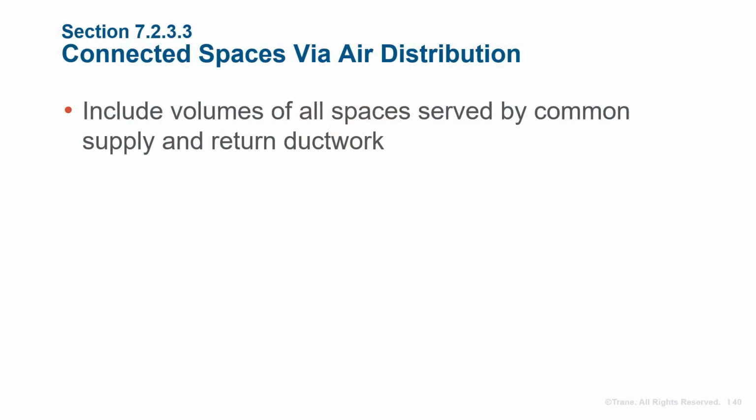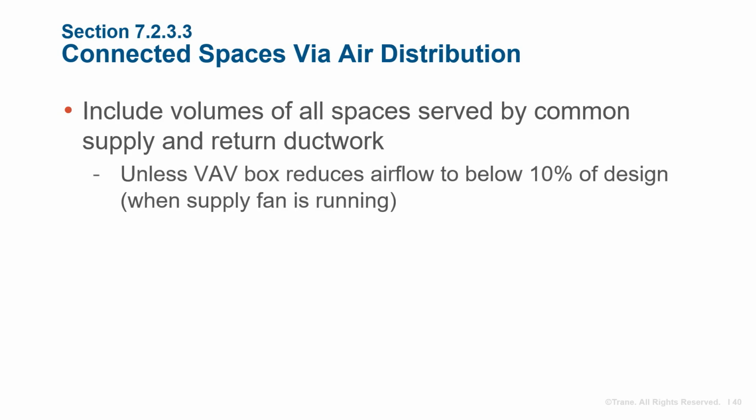So next, for spaces that are connected via a ducted air distribution system, you can sum the volumes of all spaces that are served by common supply and return ductwork, unless a space can be totally closed off from the source of the refrigerant leak by something other than a smoke or fire damper. Now, the standard specifically addresses VAV boxes and clarifies you can include the volume of the space it serves as long as the box does not close below 10% of its design airflow.